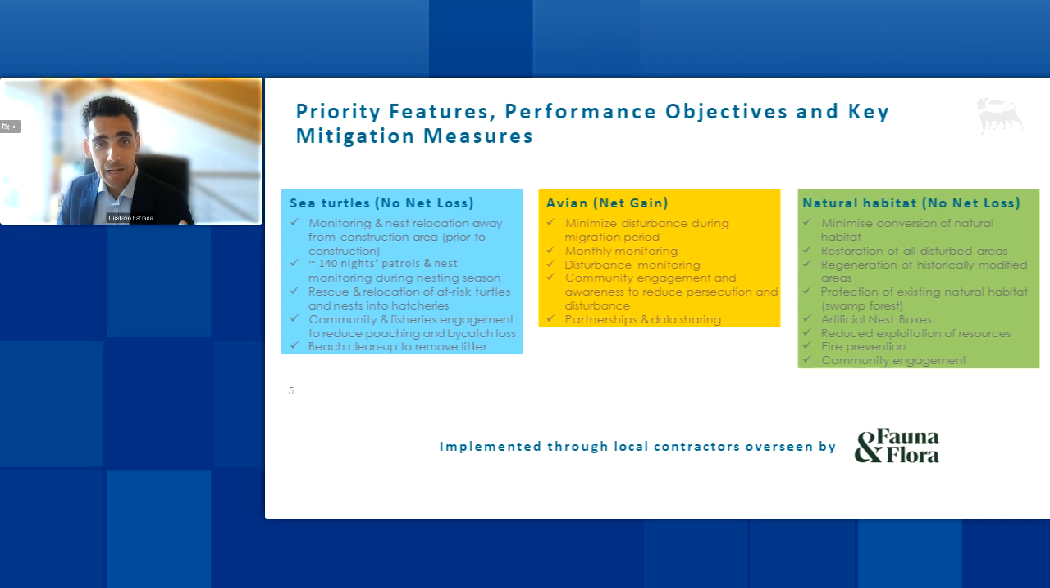Three specific BAPs were developed by ENI with the assistance of its global biodiversity partner, Fauna and Flora, named Sea Turtle BAP, Avian Species BAP, and Natural Habitats BAP. These were annexed to Ghana's Biodiversity Management Plan, which itself is a component of the Environmental, Social, and Health Management Plan developed for the project.